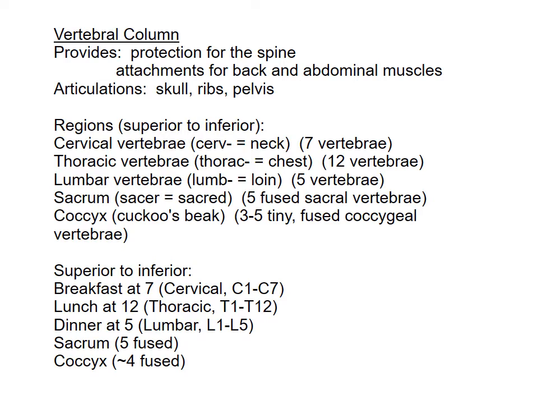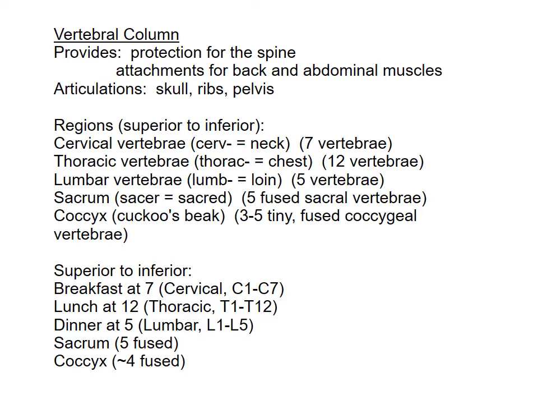The regions of the vertebral column from superior to inferior are the cervical region. There's 7 vertebrae there. The thoracic region, which has 12 vertebrae. Lumbar region, which has 5 vertebrae. The sacrum, or the sacral region. The coccyx, or the coccygeal region. So the easy way to remember how many vertebrae in each region is that you have breakfast at 7, lunch at 12, and dinner at 5.